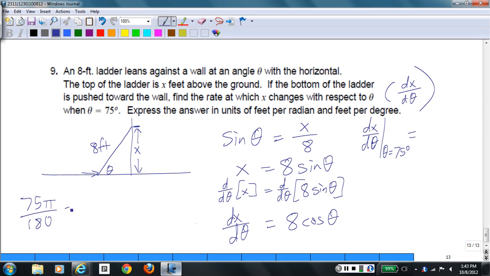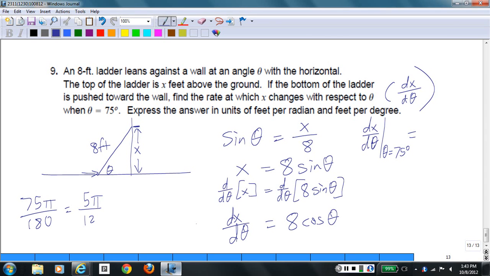Is that what it is? Dividing both by 15? Is it something over 12? Is it that? 5 pi over 12? Okay. That's what I was saying. It doesn't matter whether we take the cosine of 5 pi over 12 radians or the cosine of 75 degrees.